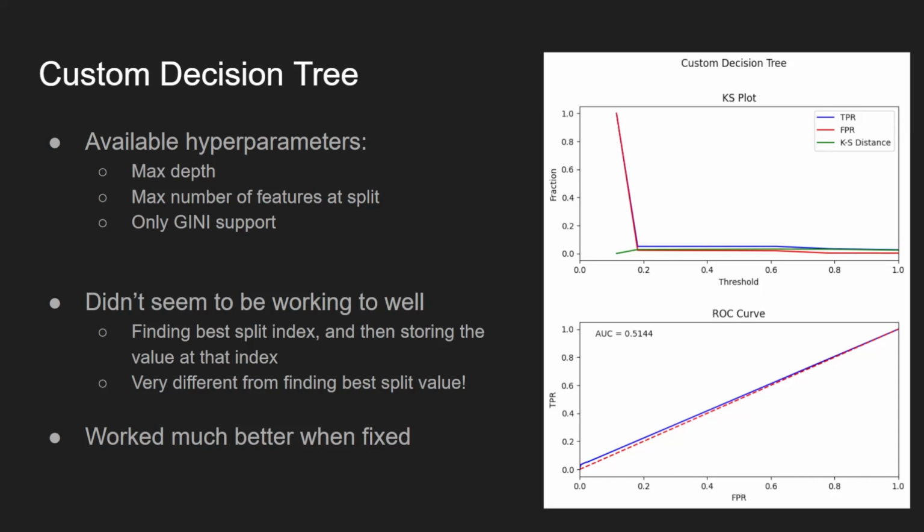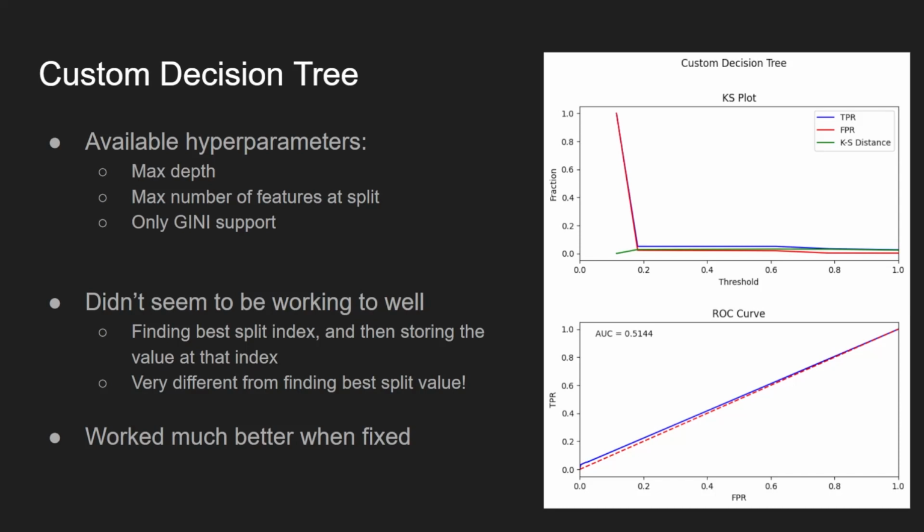All right, moving on to our implementation of the custom decision tree. We decided upon implementing 3 different hyperparameters, including max depth and max number of features at each split, and we only included Gini support due to time constraints. Now, as you can see on the right here, the initial implementation did not work so well.